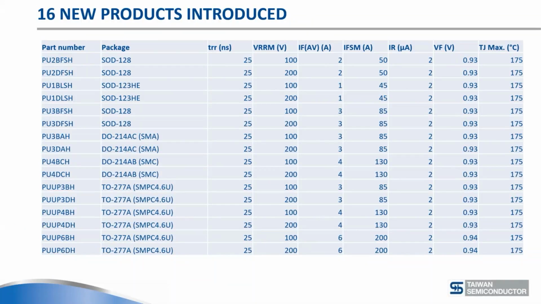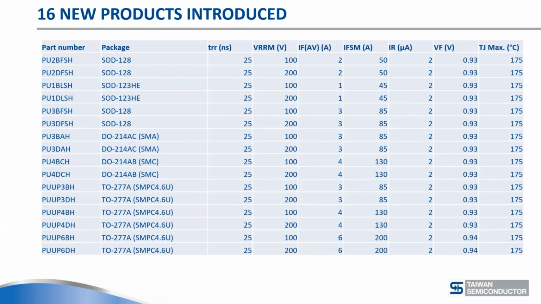The first packages are introduced in some of the newer packages on the market. This is the SOD128 and the SOD123HE. Those are smaller, low-profile packages with flat leads. Of course, the industry standards, we're not forgetting them: SMA and SMC, and the SMPCU, also called the TO277A, is the one with the exposed pad at the bottom, and the U stands for sideward wall flag, so it's aimed at automotive.